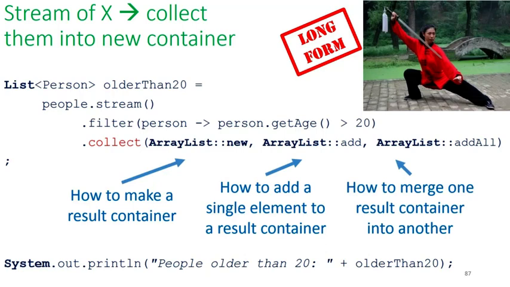So the first one is kind of a little special, it's a constructor, okay? The second and the third one are more traditional lambda. If we wanted to write this as lambda, we would take two parameters and apply add or addAll to the first parameter, and then pass as parameter to that method the second lambda parameter. Okay?